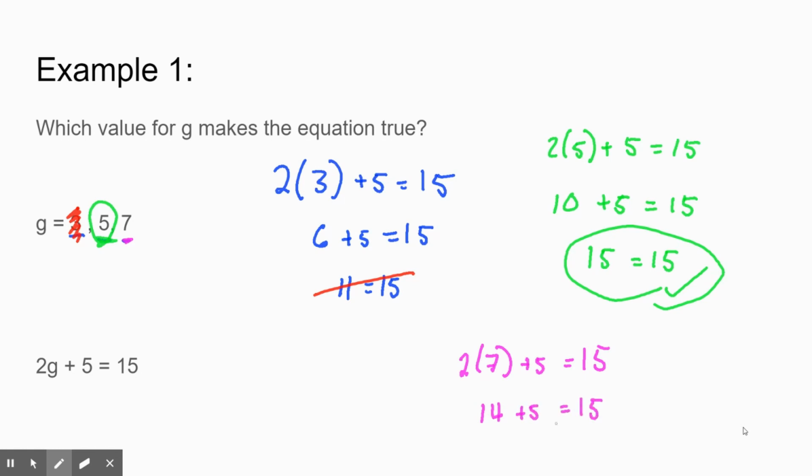Does that equal 15? I think we all know where this is going. Absolutely not. 19 does not equal 15. So we can say very safely that the only value for g here that works is going to be 5. This is, of course, out of the options that we're given. There might be some other value for g that works. Maybe. But certainly not in the case that we are given for this problem.